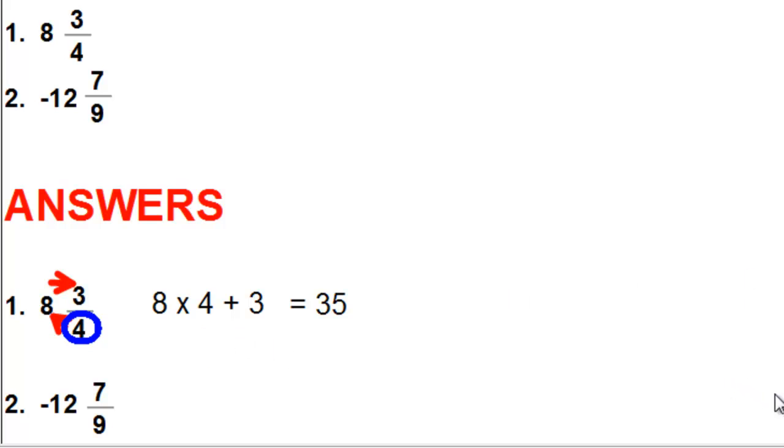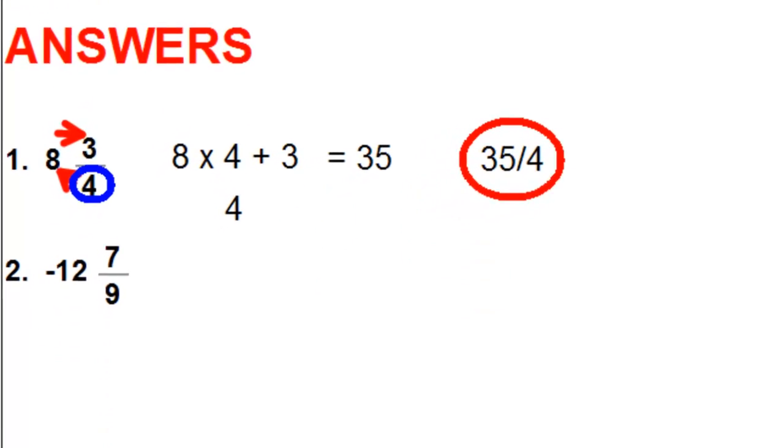So I'll just write that down. So your improper fraction then becomes 35 over 4. 8 times 4 is 32, plus 3 is 35, gives you the numerator, and the denominator is just your 4. So that is your answer to number 1.